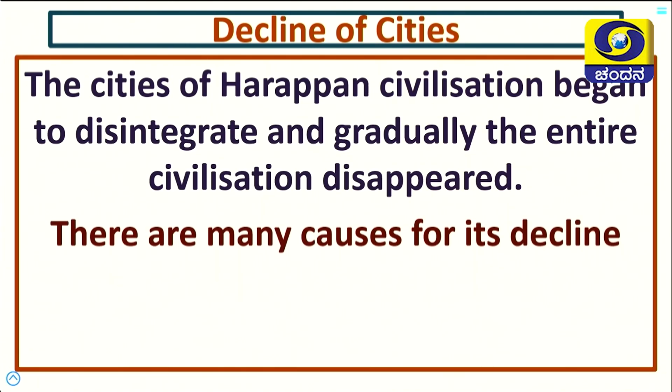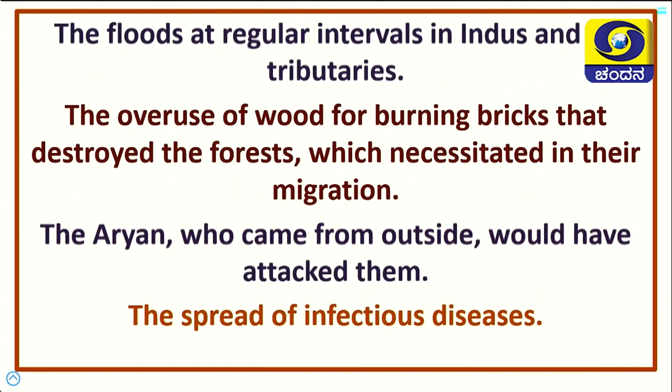Decline of cities. The entire civilization declined. There are many causes for this, because nobody has seen why it declined. Some are listed just like this. The first one is that floods were very regular in this place, so the people of the Indus Valley civilization may have vanished from here.